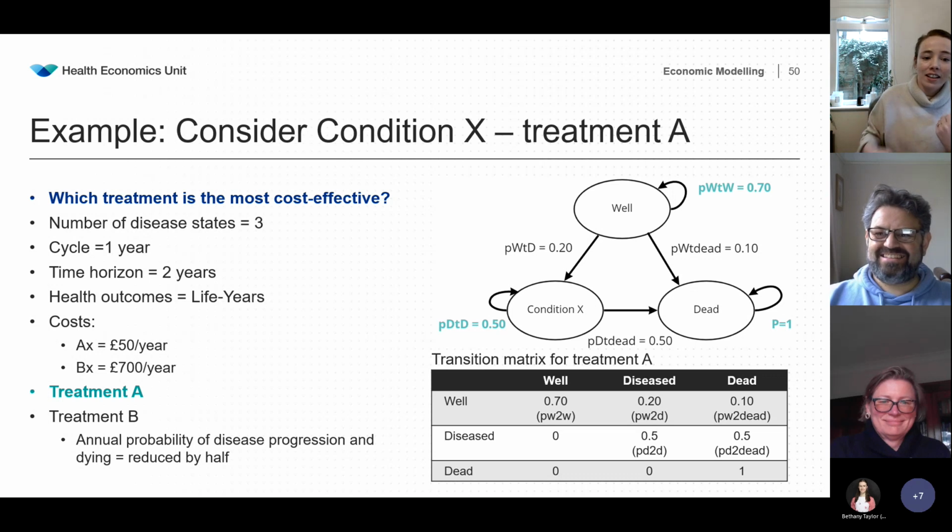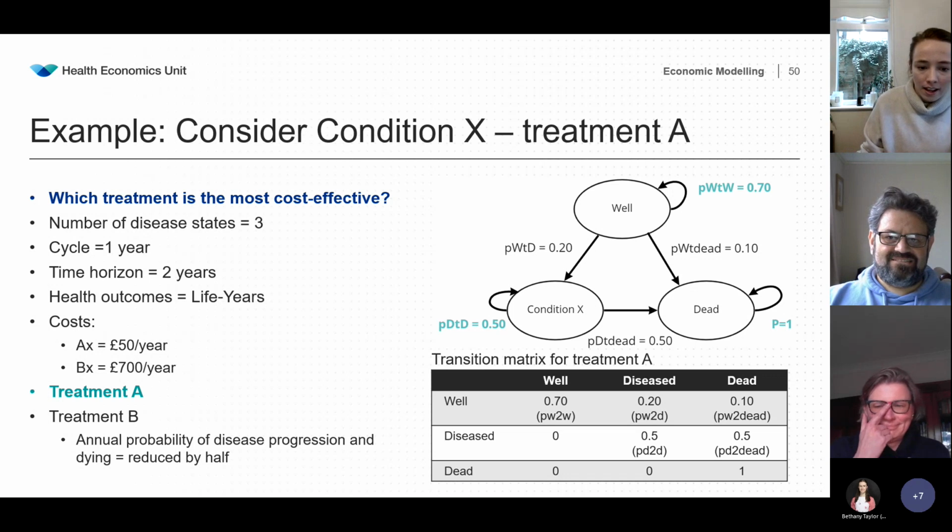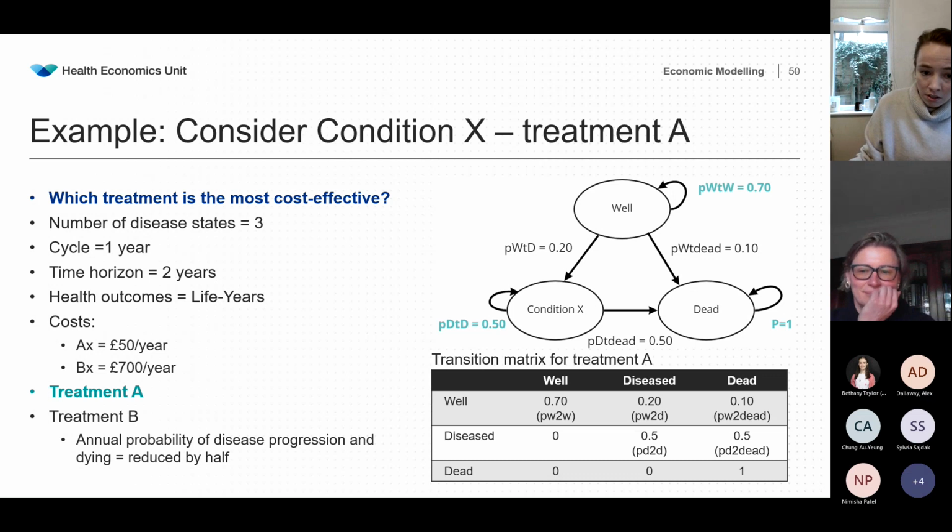Considering condition X, if we're looking at treatment A, these are the numbers that you should have drawn. You should have 3 circles: well, developing condition X, or being dead. I told you that the probability of disease progression is reduced by half with treatment B, but that's not true for treatment A. Your number of disease states should be 3, cycles a year, 2 years, etc.